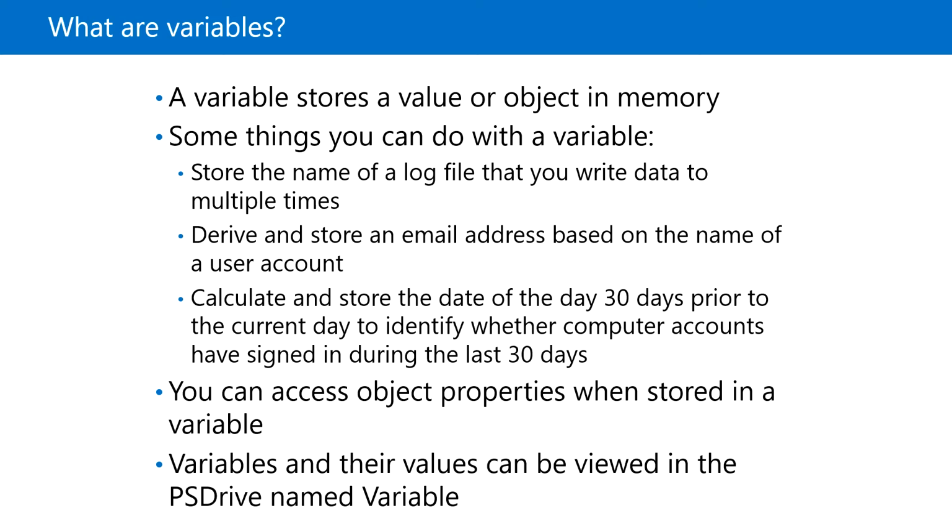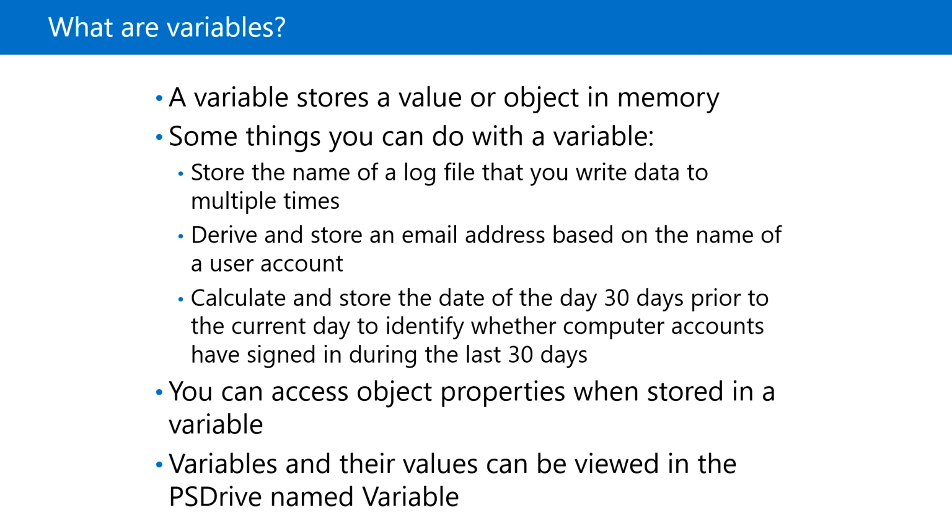Okay, first, what are variables? Using the PowerShell pipeline, we can pass the data through the pipeline and perform operations on it. But the main limitation of the pipeline is that the process flows only in one direction, so it is difficult to perform complex operations. Using variables, we can solve that problem. Basically, a variable stores a value or an object in memory so that we can perform complex and repetitive operations on it.